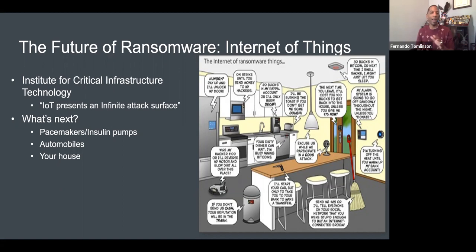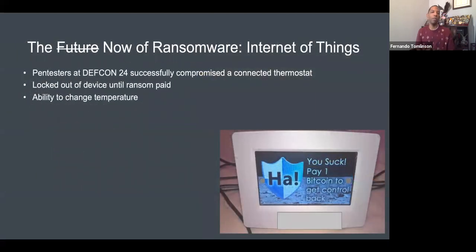Now, this is what makes IoT awesome, right? Because as we look at this, we're talking pacemakers, insulin pumps, automobiles, your house, everything. This is an awesome attack surface to then be able to pivot. So within DEFCON 24, the future of ransomware is really now, because this is happening now, right? At DEFCON 24, somebody was able to compromise a thermostat, right? And they presented a message. They were essentially locking it out until that ransomware was paid. They were also able to affect and change the temperature. Now, this was all at DEFCON. We kind of know what happens there. But this is not so uncommon where it's a one-off instance, right?